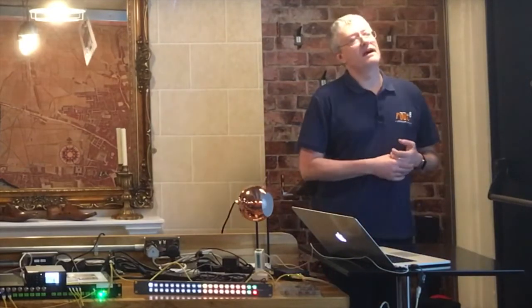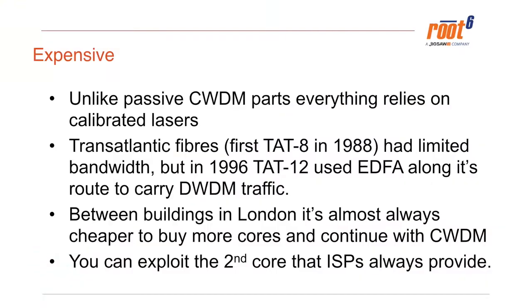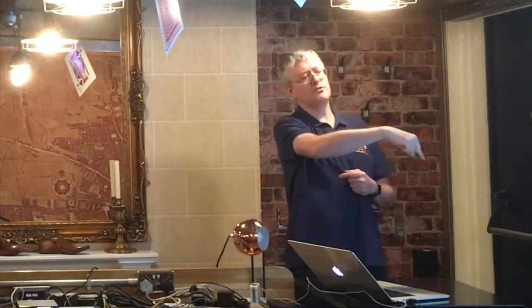But unlike CWDM, everything relies on very finely calibrated lasers, with 0.4 nanometer channel spacing. This really is a quite recent innovation. The first transatlantic fiber cable, TAT-8, back in 1988, was limited to about 250 megabits per second. So it couldn't even take standard def video. But in 1996, TAT-12 was the first transatlantic cable to have EDFAs along its path. It could actually boost up DWDM traffic and carry it all the way between Land's End and, I think, Iceland. It terminates before it goes to New York.